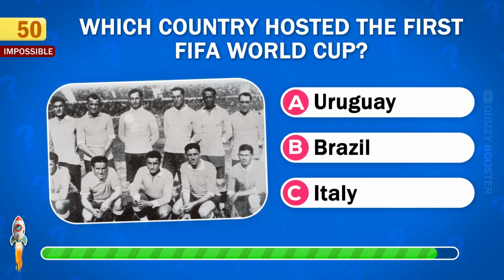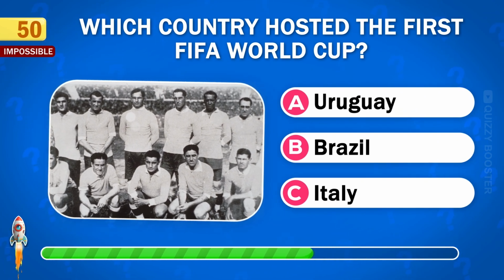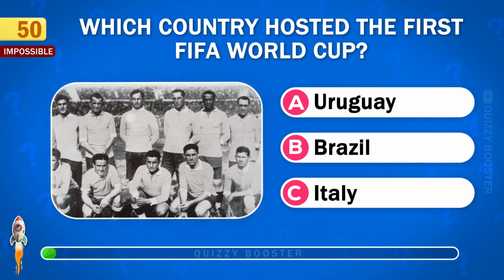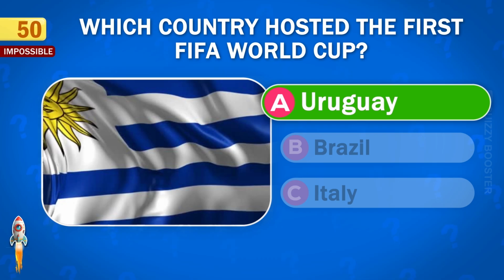Which country hosted the first FIFA World Cup? Uruguay hosted the first FIFA World Cup in 1930.